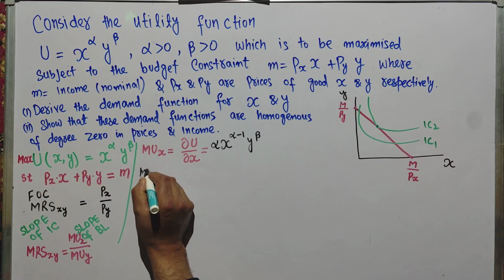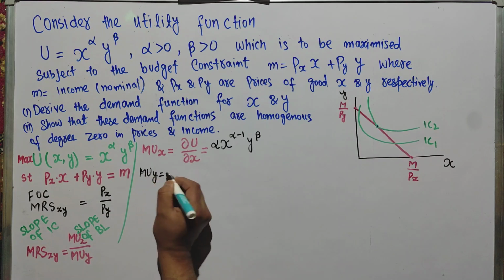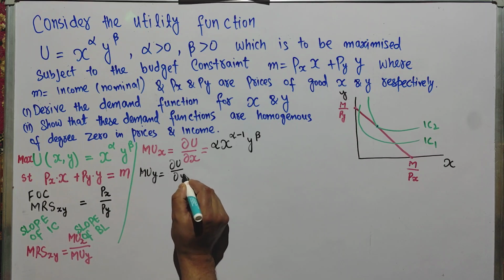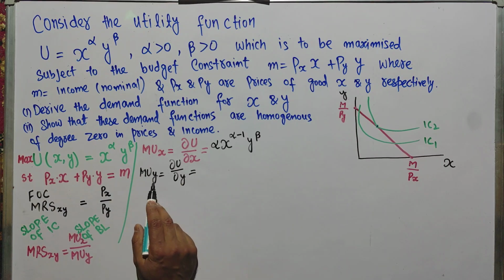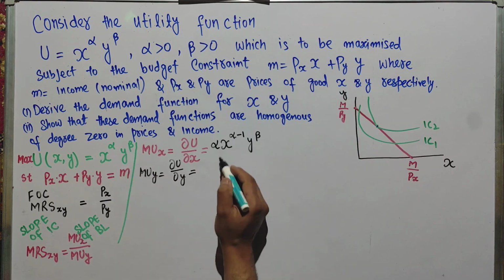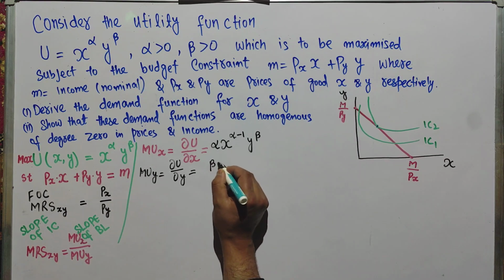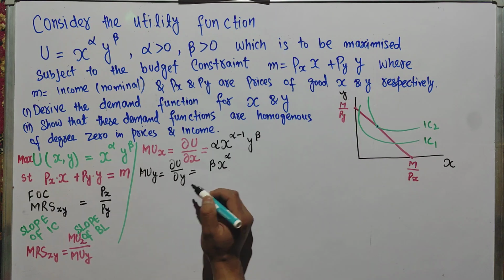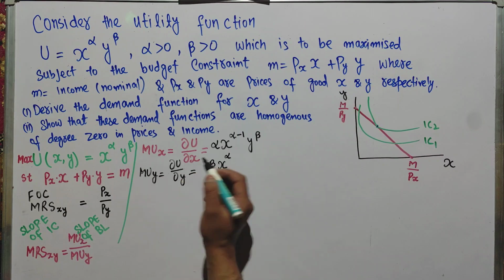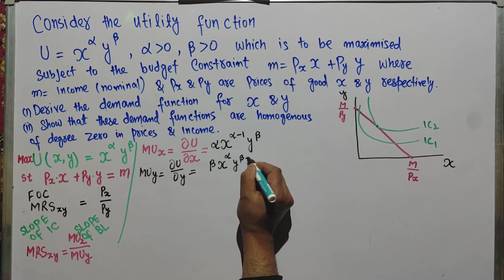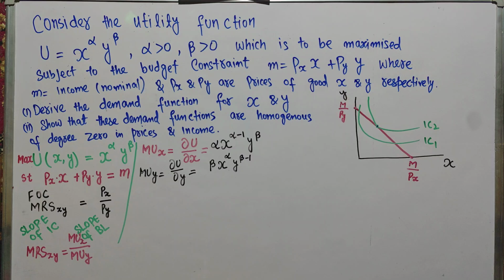It will remain the same because we are taking partials with respect to x only. Symmetrically, marginal utility of good y implies the partial derivative of the utility function with respect to good y. And this time, since we are taking partials with respect to y, the exponent of y will become coefficient, so we have beta. X to the power alpha will remain the same because we are taking partials with respect to y, and the exponent of y will be subtracted by 1. It will become beta minus 1. Okay, now we are done with the MRS.